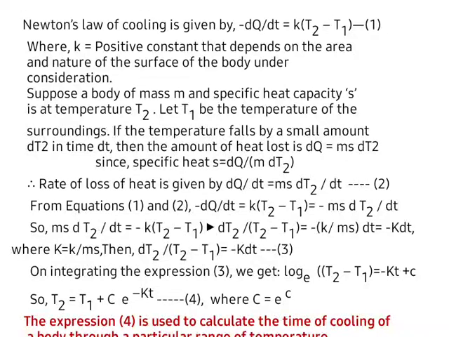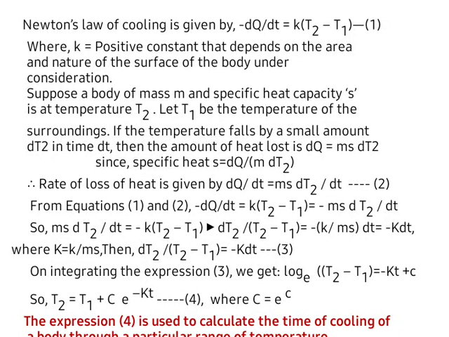Then dT2 by T2 minus T1 is equal to minus k by ms dt, which is equal to minus capital K dt, where capital K is equal to k by ms. Then dT2 by T2 minus T1 is equal to minus K dt, which is the expression 3. On integrating the expression 3, we get logarithm of T2 minus T1 is equal to minus Kt plus c.